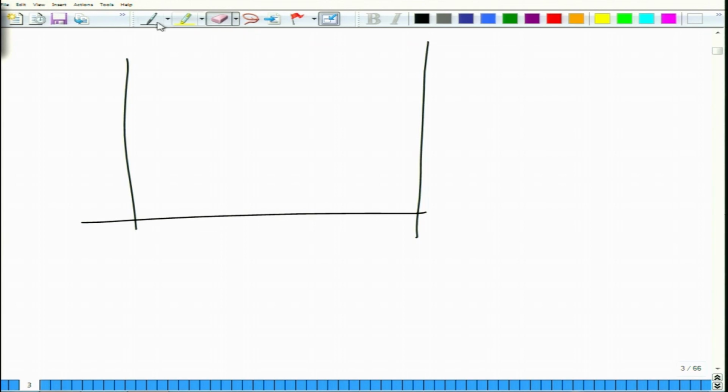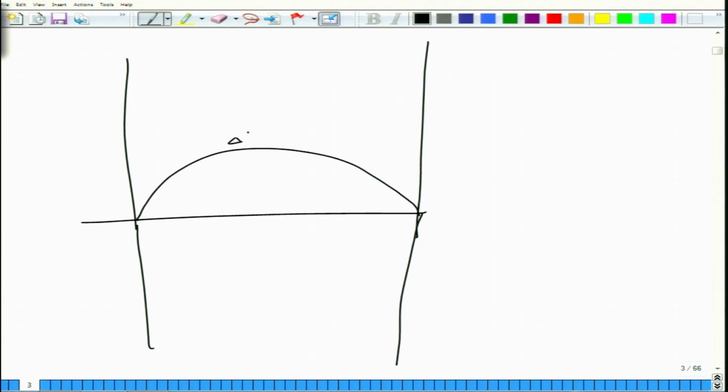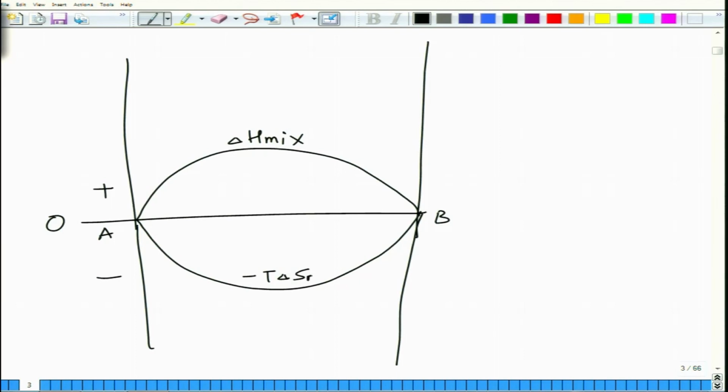If delta H mix is positive, then this is what delta H mix is going to look like. So this is delta H mix, and this is 0. So this is positive, this is negative. However, minus T delta S mix will look something like that. This is minus T delta S mix, and eventually the free energy of mixing may look something like what you have in between. So this might be delta G mix.